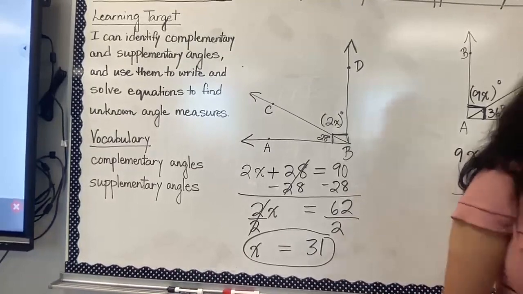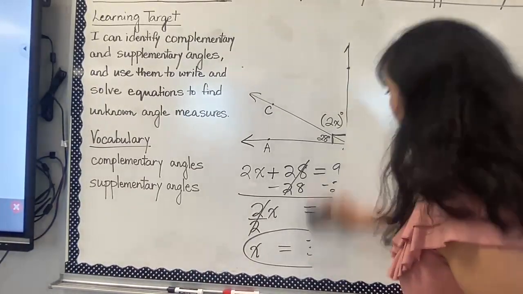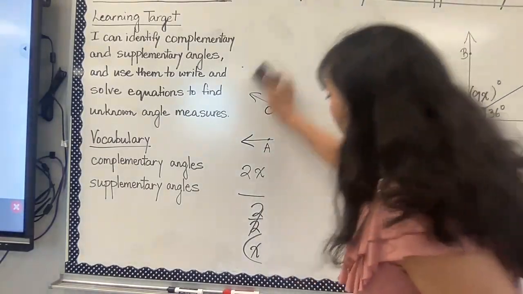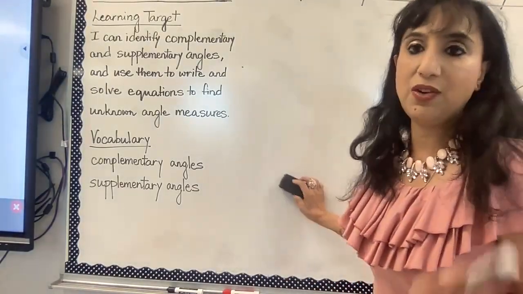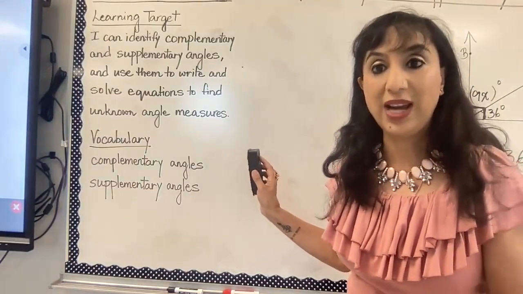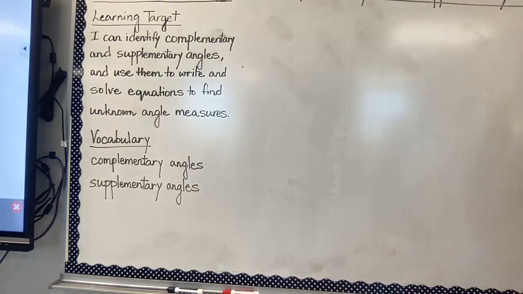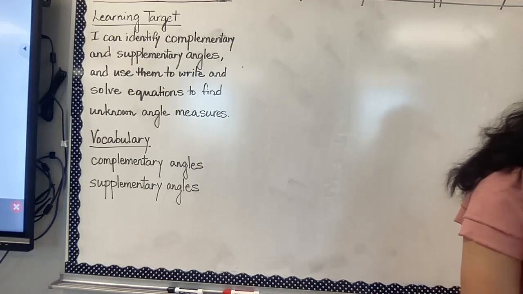All right. So now we talked about supplementary. Let's move on from complementary to supplementary. And we said that in supplementary angles, the measure of the two angles is going to equal 180 degrees. Okay. So we are going to use that knowledge to solve problems.